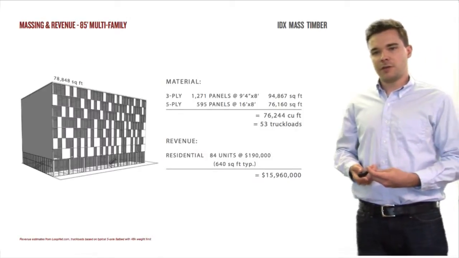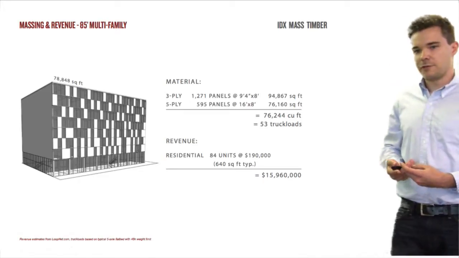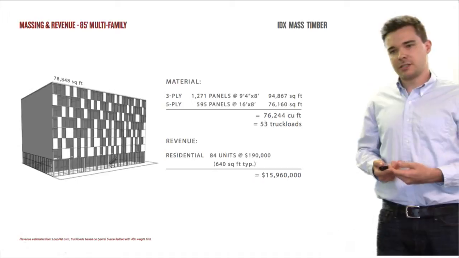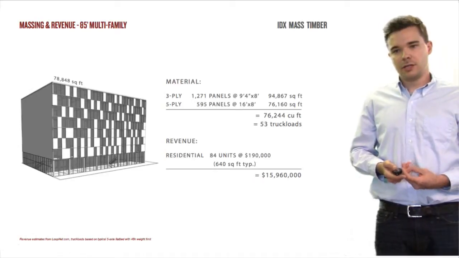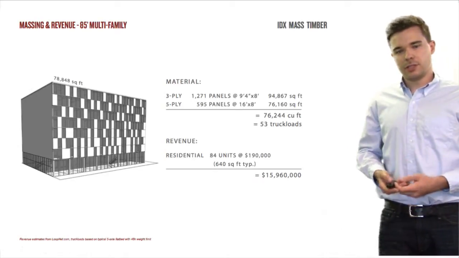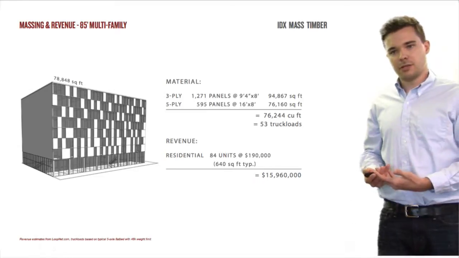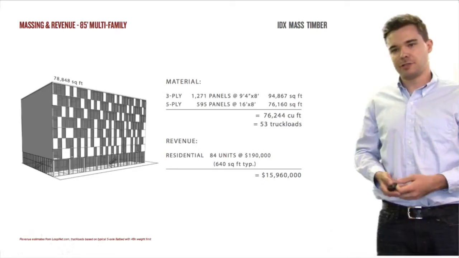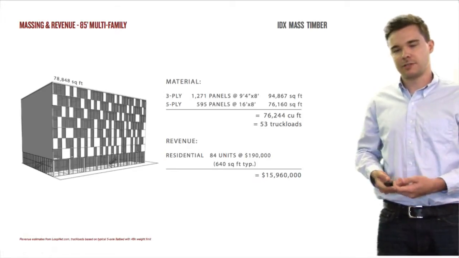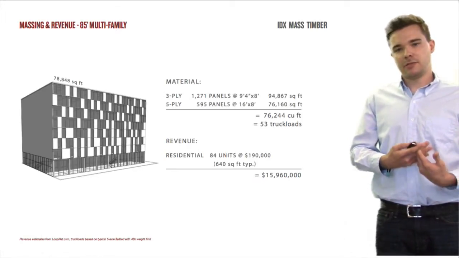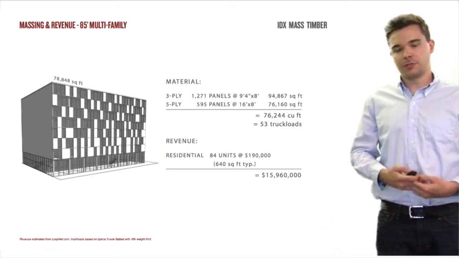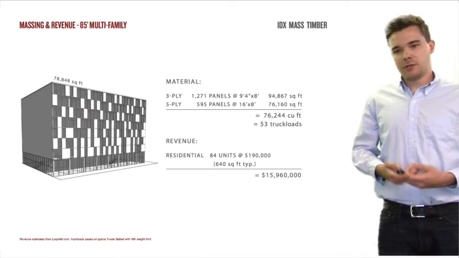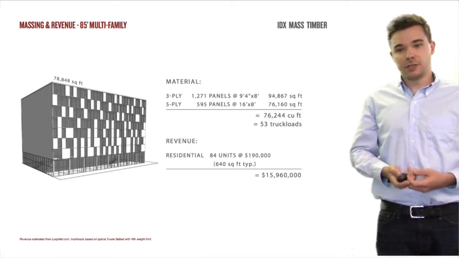So if we look at the 85-foot multifamily model, we can see that it's about 76,000 cubic feet of wood required, which is about 53 truckloads, and this is based off of the sizes that Errol gave us earlier with the transportation, the large flatbed truck. It's a 5-axle, and it's actually controlled by the weight limit, which is 48,000 pounds, and that's pretty standard for our region. The revenue on this building is about $16 million.